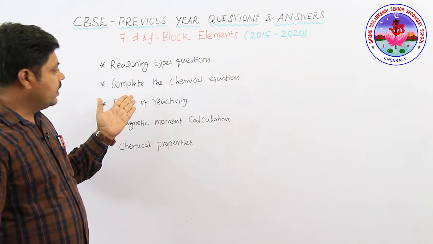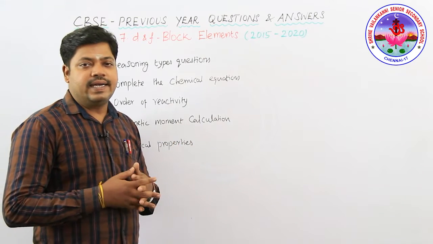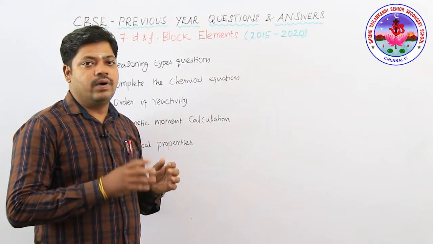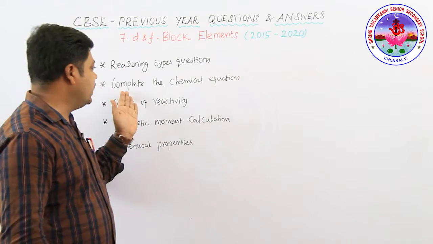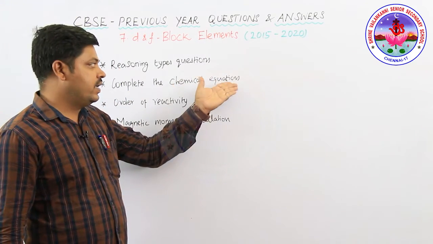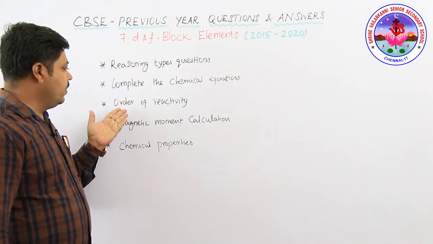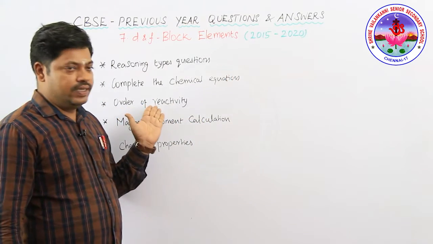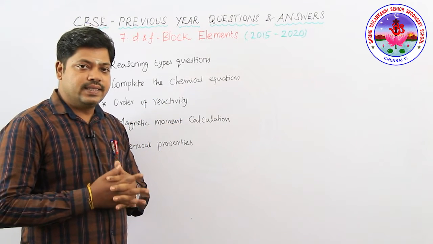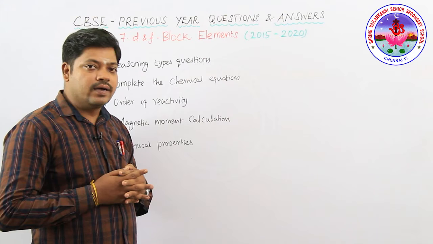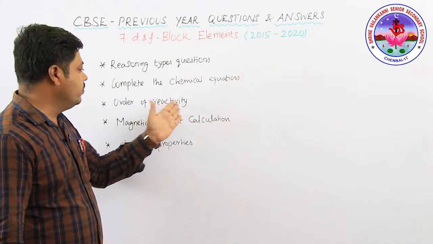Then complete the chemical equation. Here also the reactants are given, and you have to write the balanced chemical equation with the products. Reactant side is given, you have to fill in the product side. Then the order of reactivity. Here the order of reactivity means the order of increasing stability, like oxidation state. So many things are given, and you have to read that also.